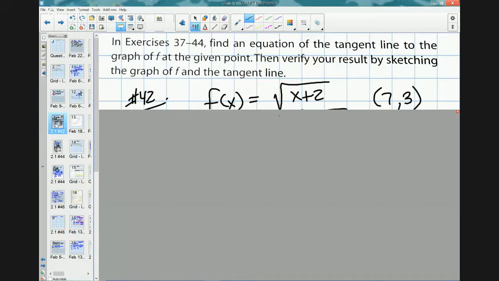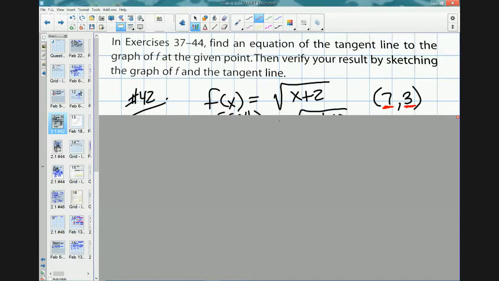For number 42, they give us the function, the square root of x plus 2, and the point they give us that we want to find the tangent line at is the point (7, 3). If you just check real quickly, if you plug 7 into this equation for x, you'd have the square root of 9, which is 3. So do you see why, when you plug in 7 for x, it makes sense that the y-coordinate should come out to 3?